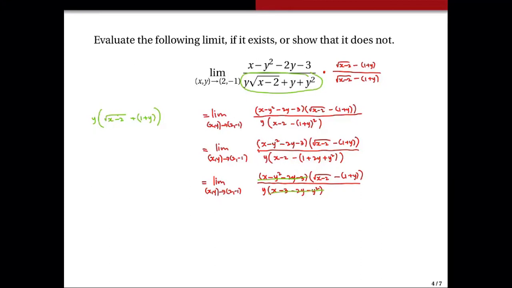And now it's no longer indeterminate, and we can actually get a value. So as (x, y) goes to (2, -1), in the numerator we will have √(2 - 2) minus the quantity 1 - 1. The numerator is 0, the denominator is just -1. And yes, this is equal to 0. So indeed, nice guess, nice work. The limit is equal to 0.